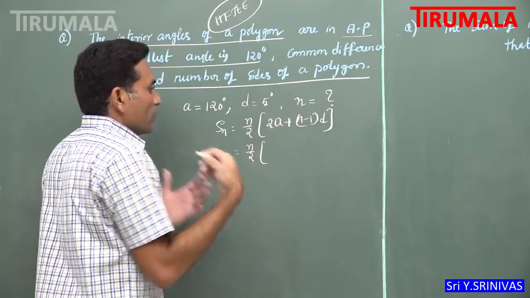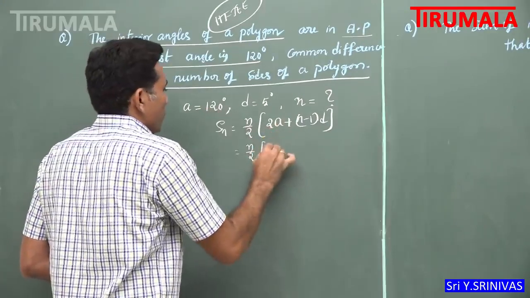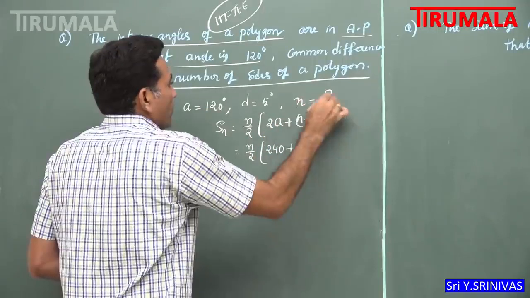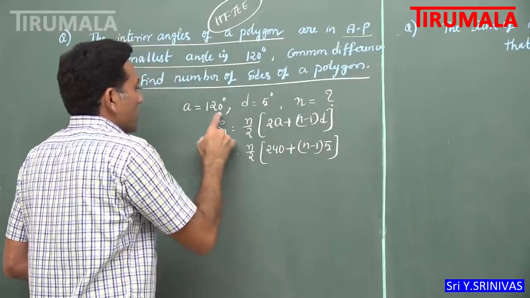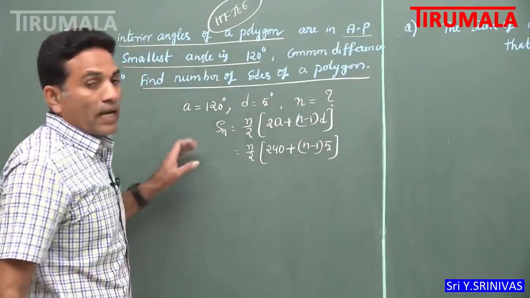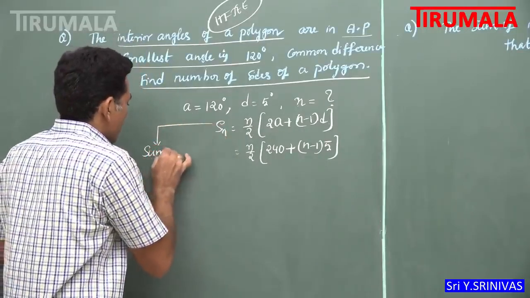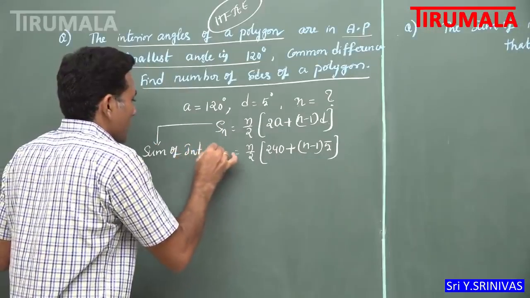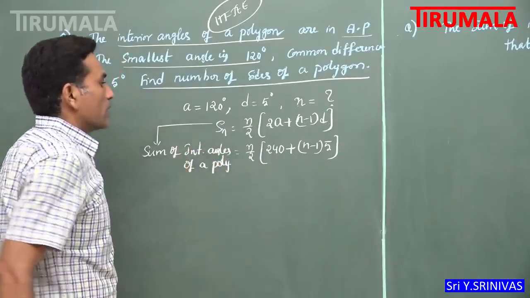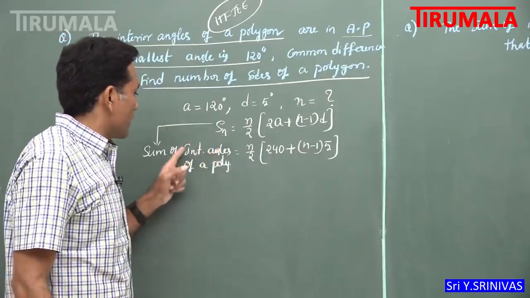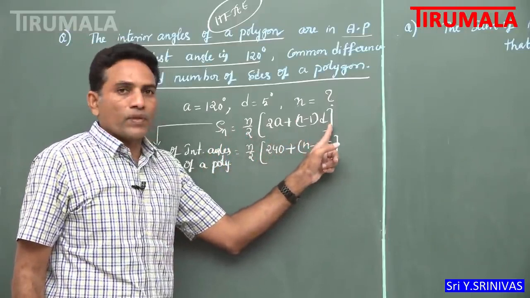An n-sided polygon contains n terms, n angles. Here 2a is 240 plus (n minus 1) into 5. This is the Sn, the sum of the angles. What is Sn, students? Sn is the sum of interior angles of a polygon. Here we use the formula n by 2 into (2a plus (n minus 1) into d).